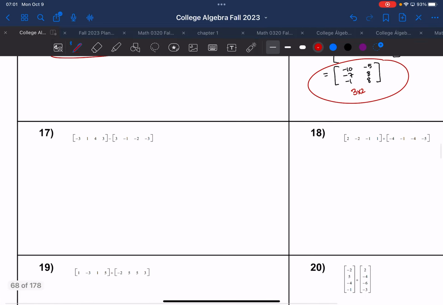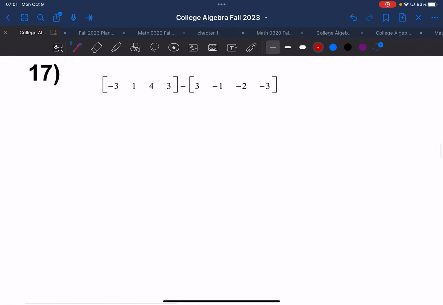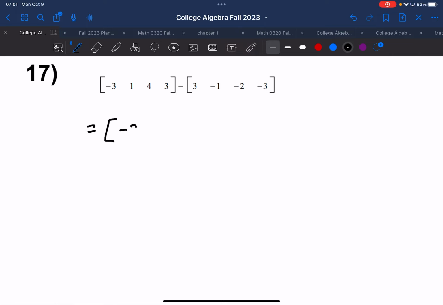Let's look at number 17. Do we have the same dimensions? Yes, so that means we can subtract. So we have -3 minus 3, 1 minus a -1, 4 minus a -2, and 3 minus a -3. Subtracting all of the corresponding numbers.